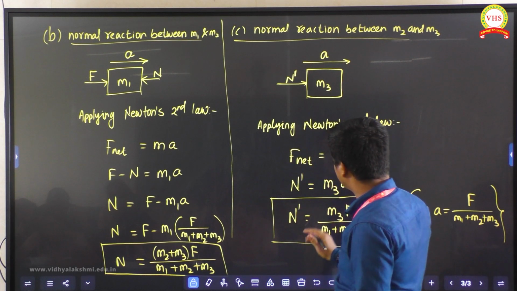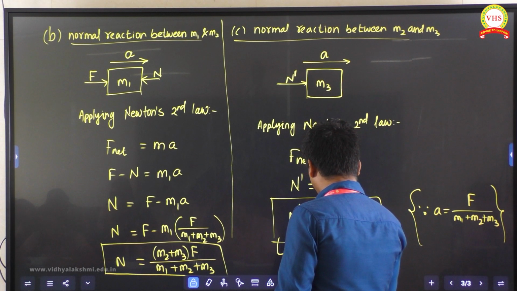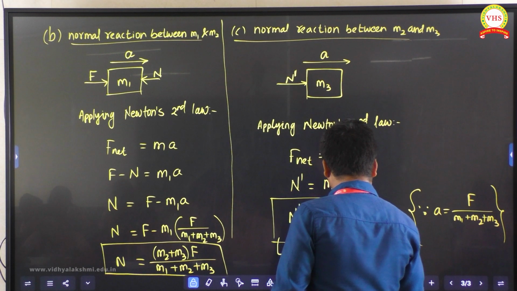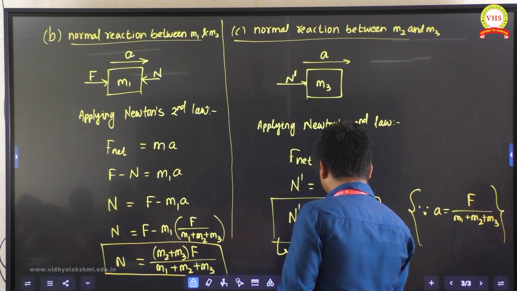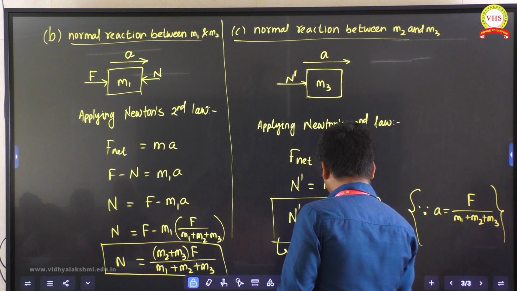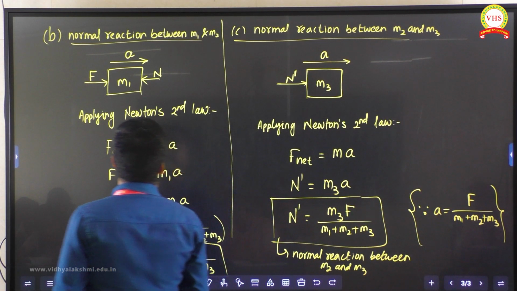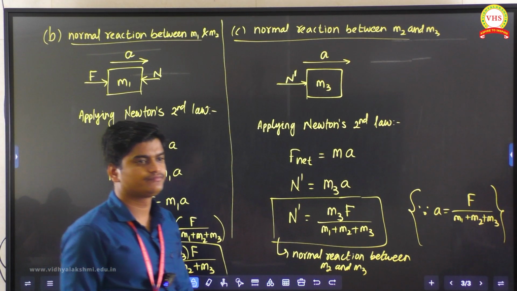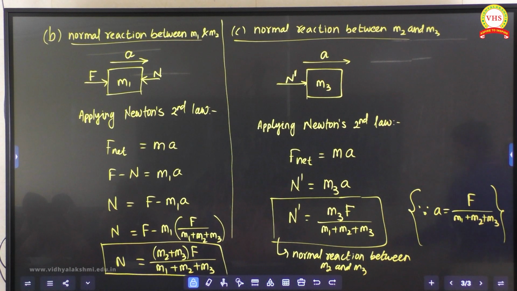This is the normal reaction between... this one is between M2 and M3. Okay. Here it is between M1 and M2. So these two things you understand properly. Okay. If with ratio they ask, ratio you can find. If any other thing they are asking, also other thing you can find.